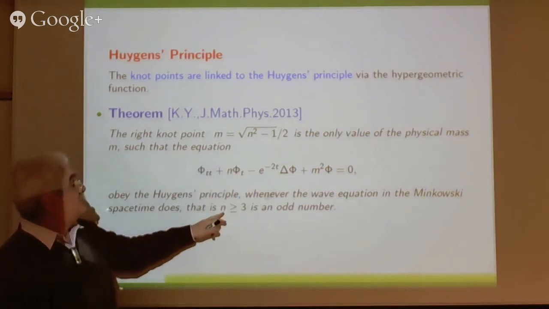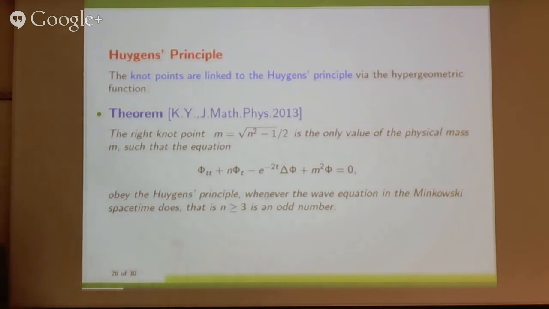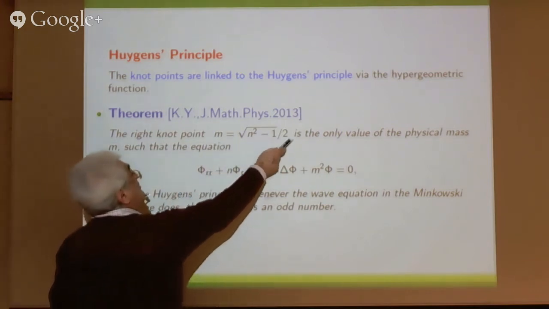And dimension must be greater than 3, an odd number. Okay, so the answer is the following. That equation satisfies Huygens' principle if mass equals this number.